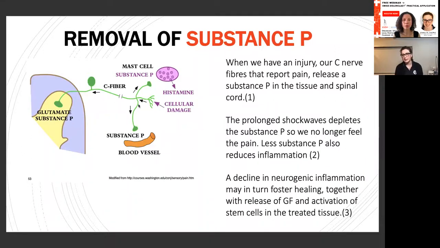Less substance P also reduces inflammation, which is really important because more often than not, that goes with most injuries that we see. And if we get a decline in this neurogenic inflammation, this will obviously foster healing. It also releases growth factor, and it helps activate stem cells in the treated tissue.